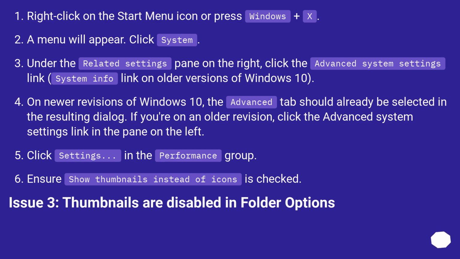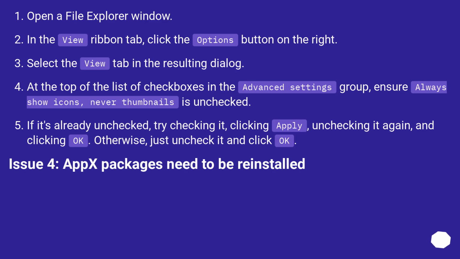Issue 3. Thumbnails are disabled in Folder Options. Open a File Explorer window. In the View ribbon tab, click the Options button on the right. Select the View tab in the resulting dialog. At the top of the list of checkboxes in the Advanced Settings group, ensure Always show icons, never thumbnails is unchecked. If it's already unchecked, try checking it, clicking Apply, unchecking it again and clicking OK. Otherwise, just uncheck it and click OK.